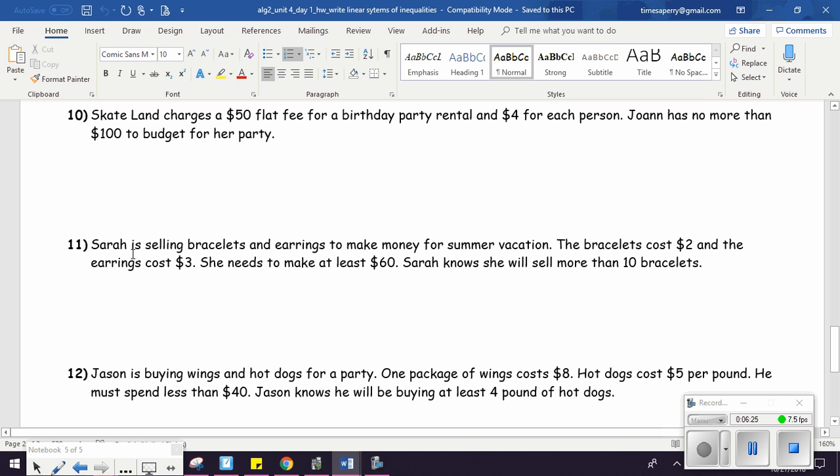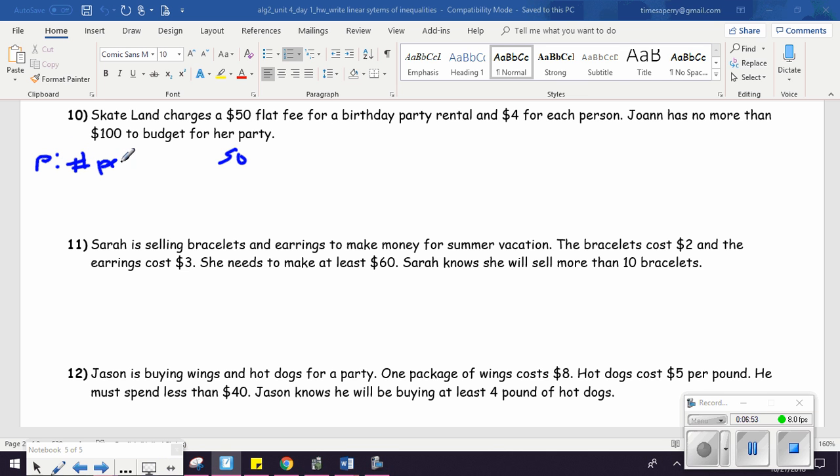10. Skateland charges $50 flat fee for a birthday party rental and $4 for each person. Joan has no more than $100 budget for her party. So we know that it's $50 regardless if people go there or not. We need to have people. So we'll say P represents the number of people. So for every person that comes, there's a $4 fee.